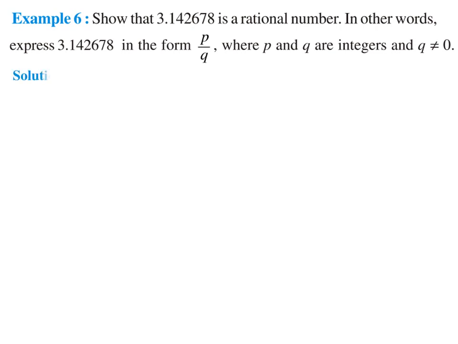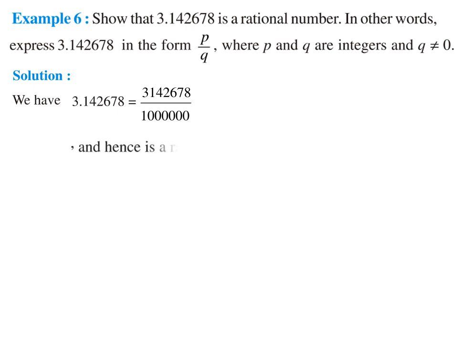So in the solution of this question, what do we have? We have 3.142678. So it can be written as 3142678 divided by, how many zeros do we have to put after 1? There are 6 zeros because there are 6 decimal places in the number. So that's why it can be written as 10000000. So this is the standard form of p by q, and hence we can say it is a rational number, which is what we had to find. Okay, which kind of decimal expansion is this? It is the terminating decimal expansion.